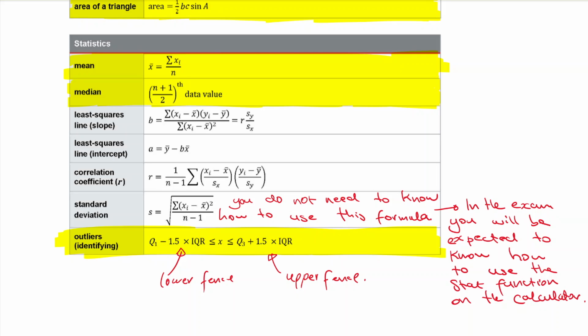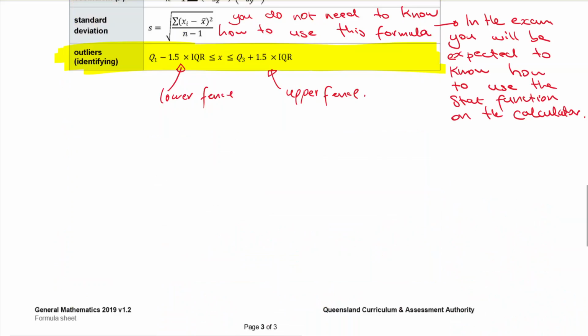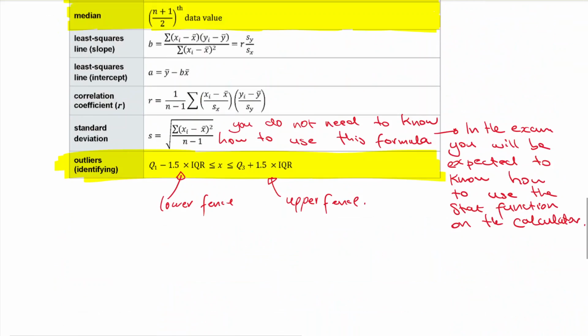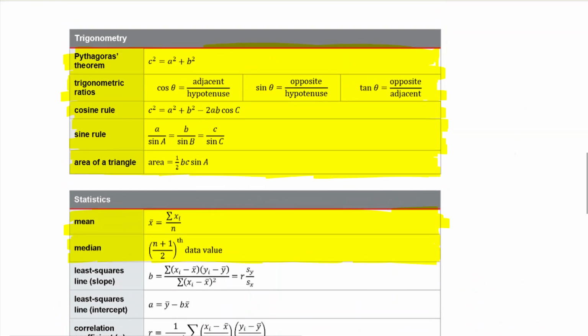So there's a function on your calculator. If you go to mode, hit stat, and then one variant and add your values in. I will make a video on how to do this. It's not that tough. And those are all the formulas that you'll have in the exam.